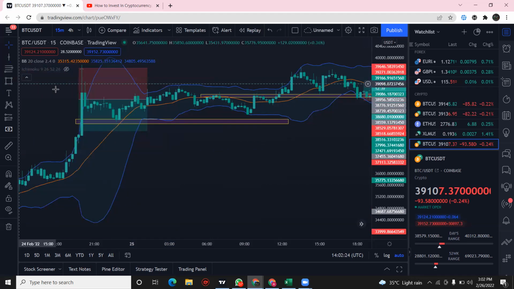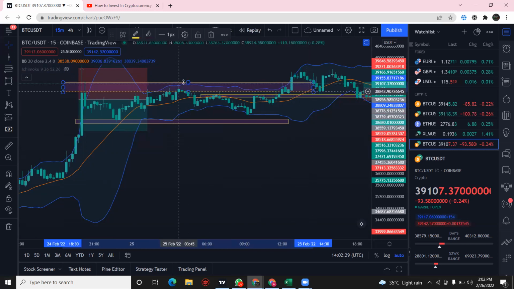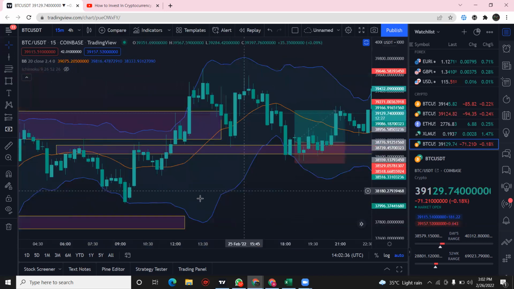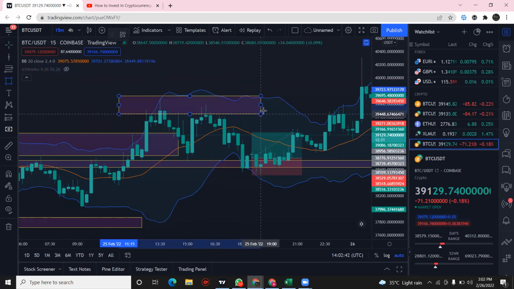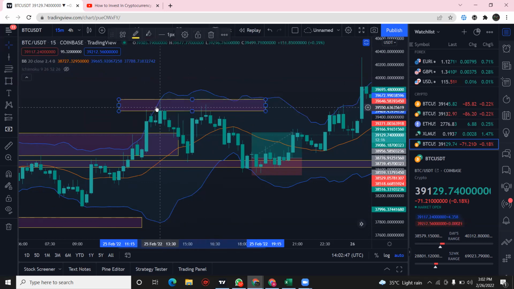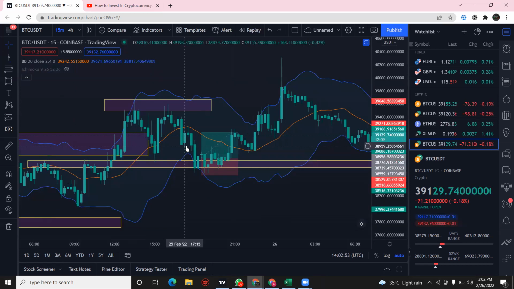And look at this resistance also. Look at it was used here. You short, you should hit your target here. Do you understand? Here it broke it. And here again, you touch the Bollinger Band up. After touching the Bollinger Band up, if you have entered around this zone, you should be in profit and hit your target easily. So that is basically how it goes with confluence with Bollinger Band as an indicator.